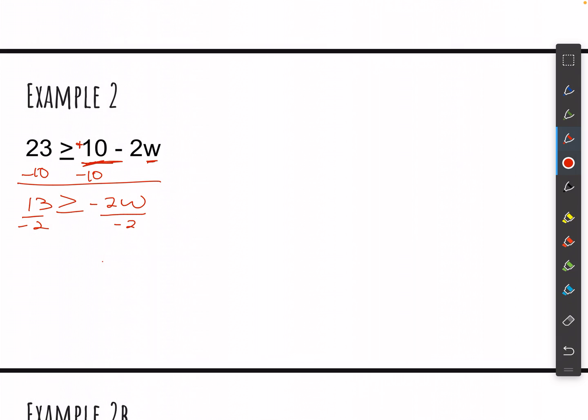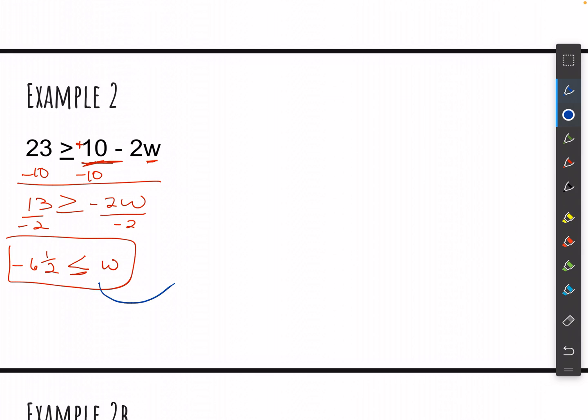And when I do that, I get w on this side. The inequality must switch, right? Must switch. And then 13 divided by negative 2 is, well, I guess we could write that as a mixed number. So that would be negative 6.5. And then you're done. Okay, maybe I should say you're not done, just because I'm okay with this answer, but let's try to make them all the way that we did in the first two lessons.